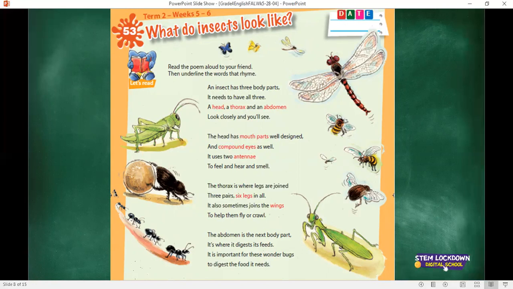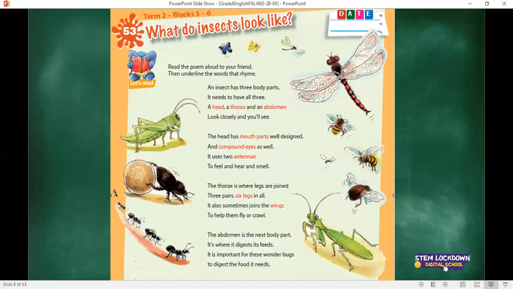So it says, what do insects look like? An insect has 3 body parts. It needs to have all 3. A head, a thorax, and abdomen. Look closely and you'll see. The head has mouth parts well designed and compound eyes as well. It uses 2 antennae to feel and hear and smell. The thorax is where legs are joined, 3 pairs, 6 legs in all. It also sometimes joins the wings to help them fly and crawl.